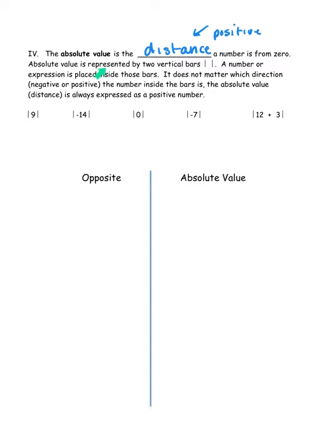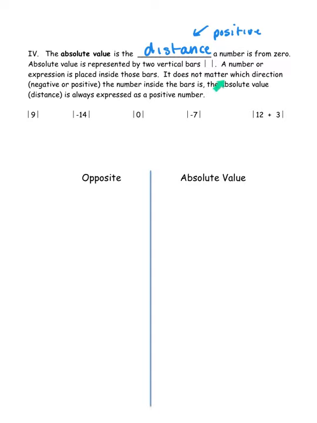So absolute value is represented with these 2 vertical bars. And when we see the vertical bars, we immediately read absolute value. And then we say whatever's inside the bars. So a number or expression is placed inside these bars. So you can see here's a number. This is an expression. An expression is numbers and operations, but no equal sign.